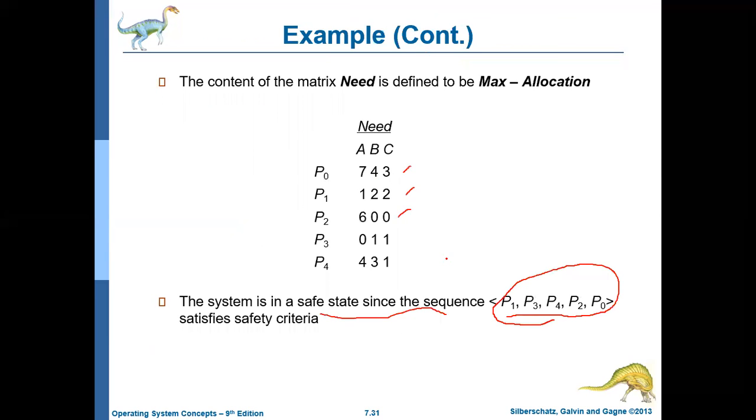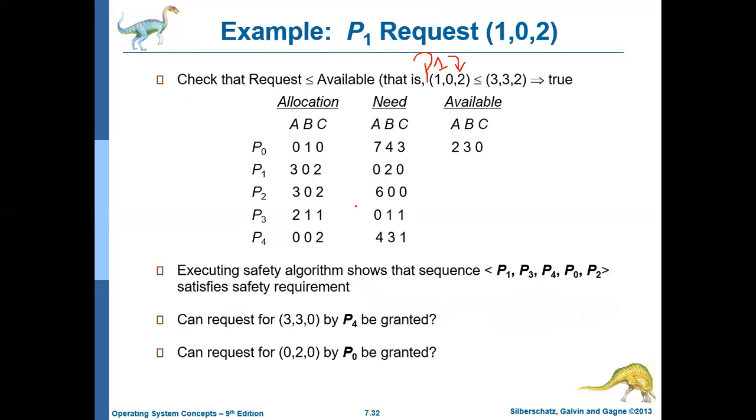So the need of P1 is what? 122. Need of P1 is 122, and it is requesting 102. So, is 102 less than or equal to 122? That's what you have to check first. Need.